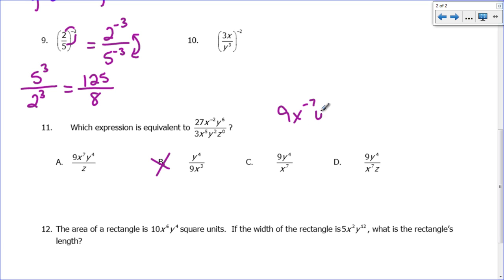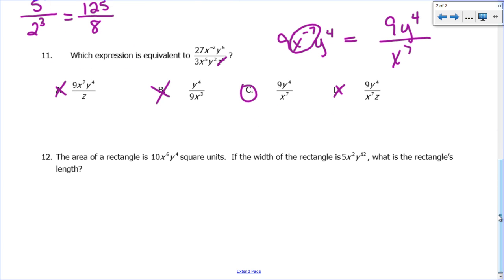Then we'll do our y's. I have to do 6 minus 2. Well, 6 minus 2 makes 4. And the z to the 0 just makes a 1. I can get rid of it, which means anything with a z in it can go away because the z goes bye-bye. Which leaves me with answer choice C. Well, mine doesn't look like C, but that's because I have a negative exponent. So I have to keep positive things in the numerator and move the negative to the denominator. The answer is C.